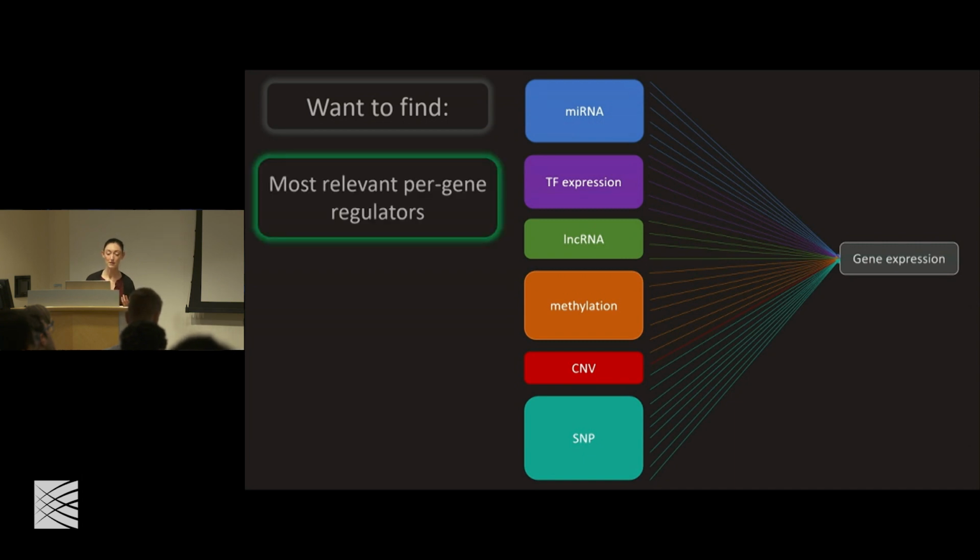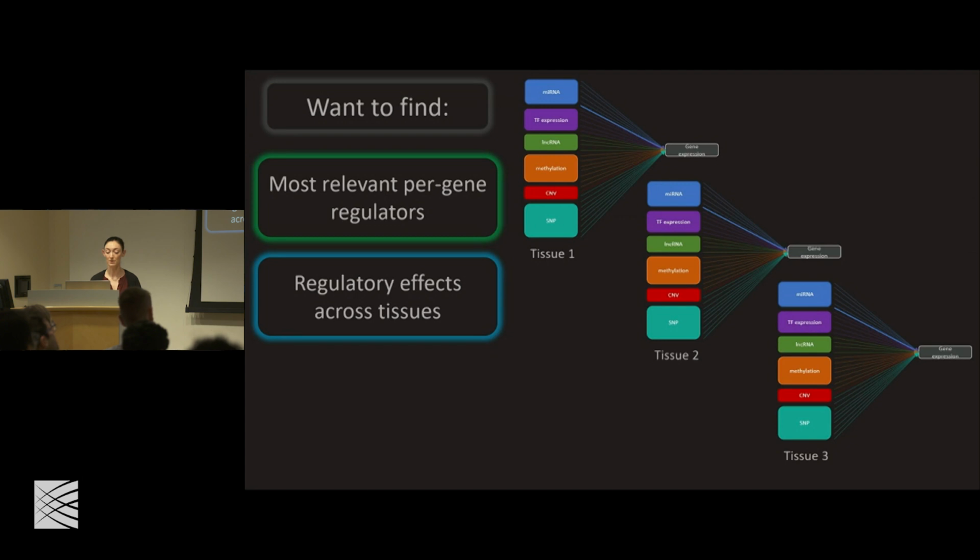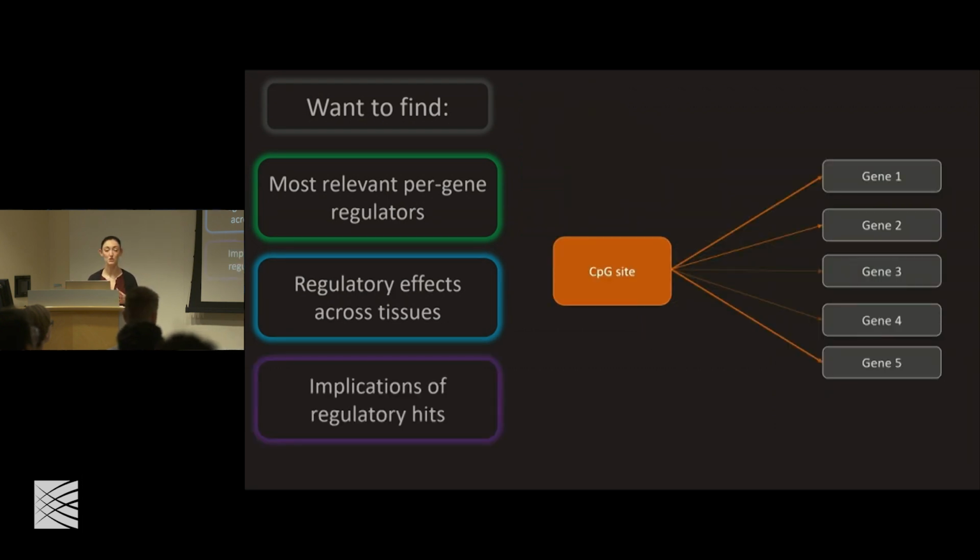We wanted to find the most relevant regulator per gene, and this is what I'll be talking about. Say, microRNA: how important is microRNA for gene expression regulation, or methylation for gene expression regulation, for example? Then Anna will cover some regulatory effects across tissues. Can we compare the effects of a single CpG, for example, across different tissues? And then last, implications of regulatory hits.